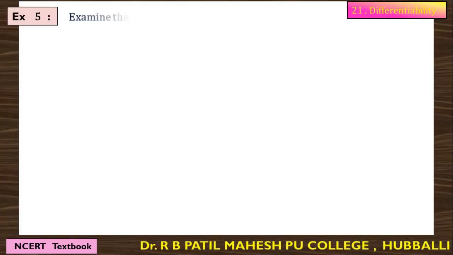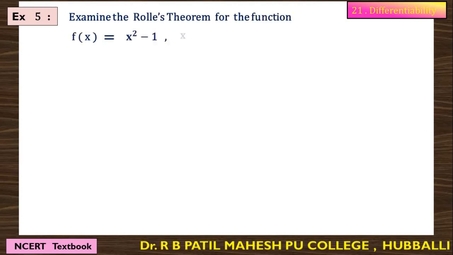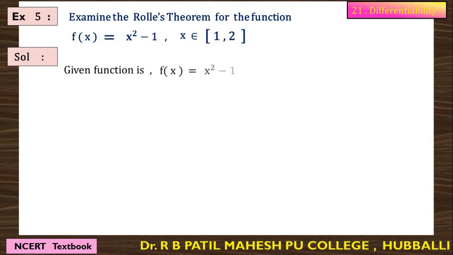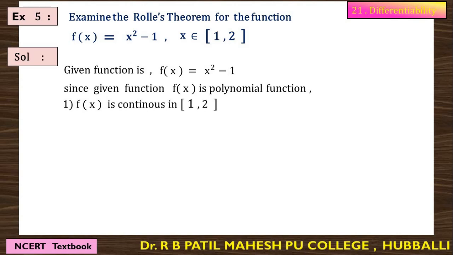Now see the next example. Examine the Rolle's theorem for the function f of x is equal to x square minus 1 and x belongs to closed interval 1 comma 2. First take given function, let f of x equal to x square minus 1. Now this is polynomial function, so clearly it is continuous. Since given function f of x is polynomial function, f of x is continuous in closed interval 1 comma 2, and second point is f of x is differentiable in open interval 1 comma 2.